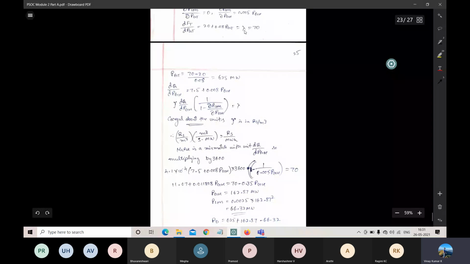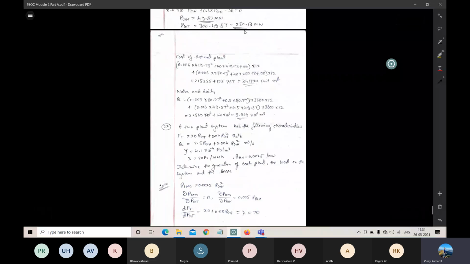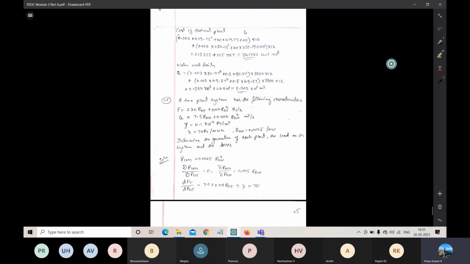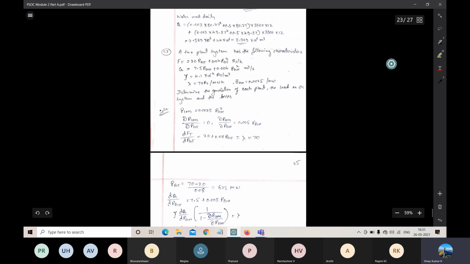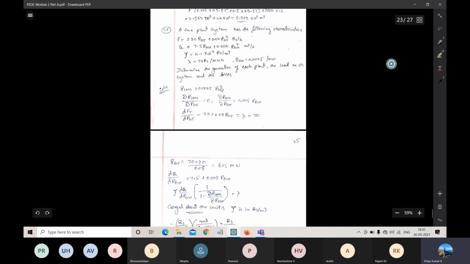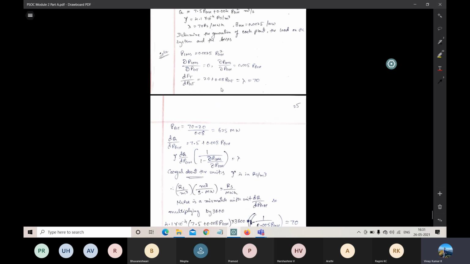The lambda value is given. In the previous problem he had not given the lambda value, so we used the long procedure. Here he has given it: lambda equals 70 rupees per megawatt hour. What we know is that lambda equals dFT by dPGT for thermal, and gamma dQ by dPGH equals lambda for hydel. Just by solving this you will get PGT equals 625 megawatt.